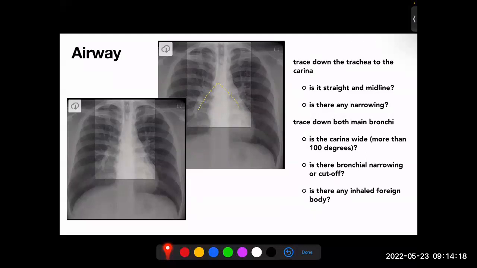Look at the airway. So I'm just projecting. Are you guys seeing my screen now? Hello? Is my screen moving?